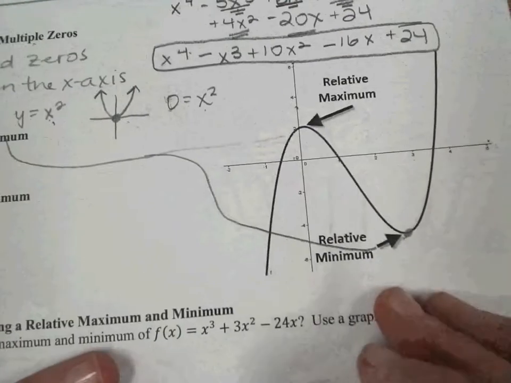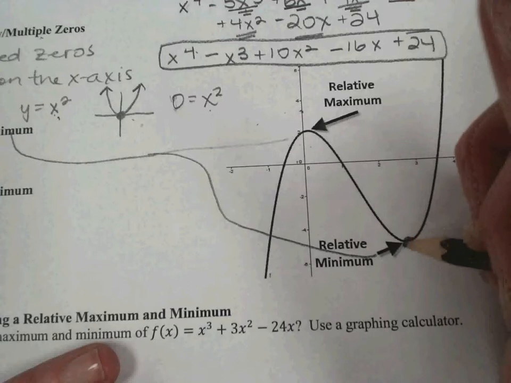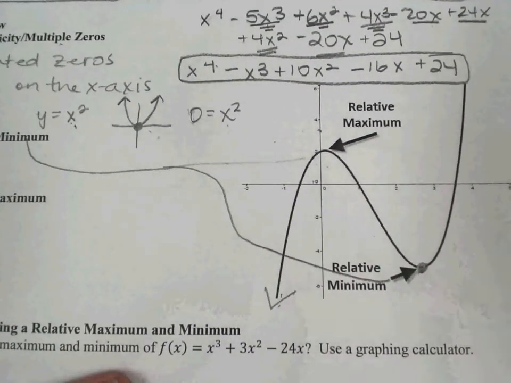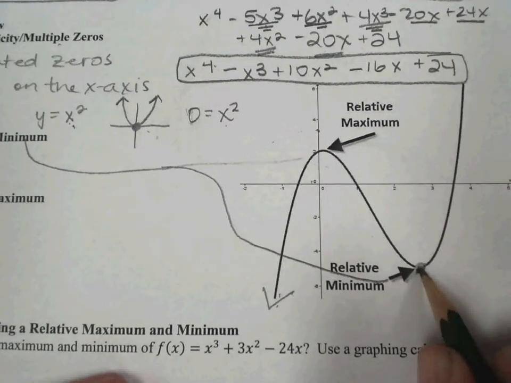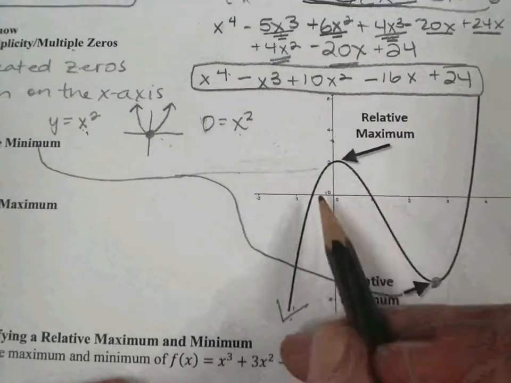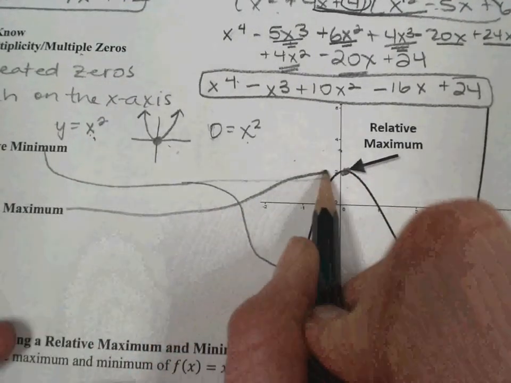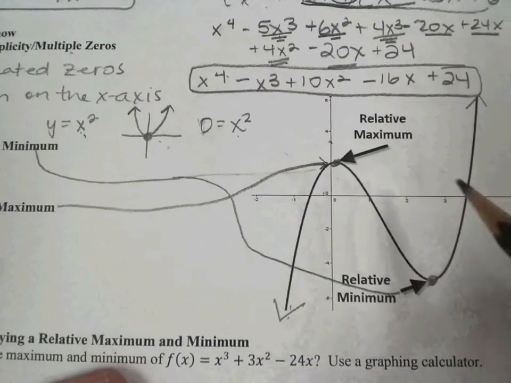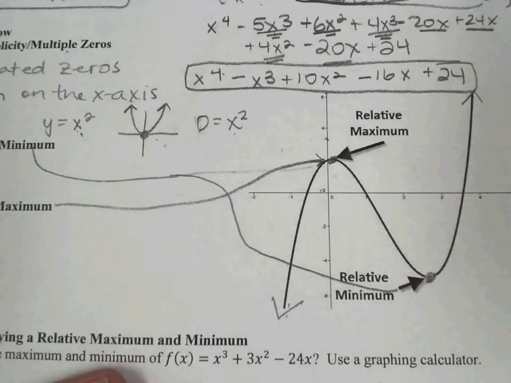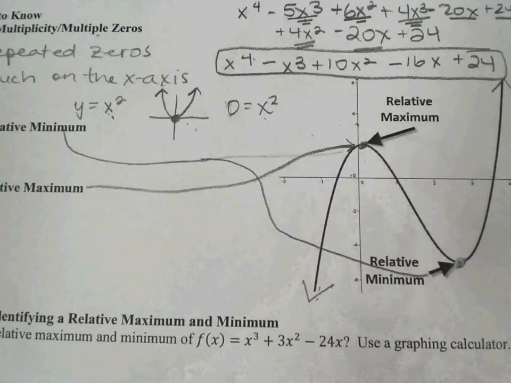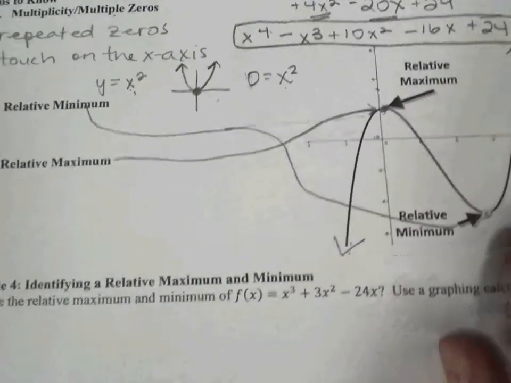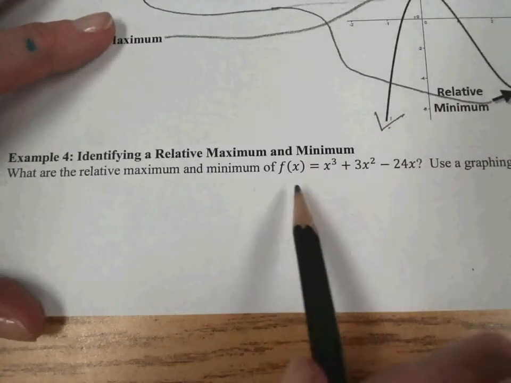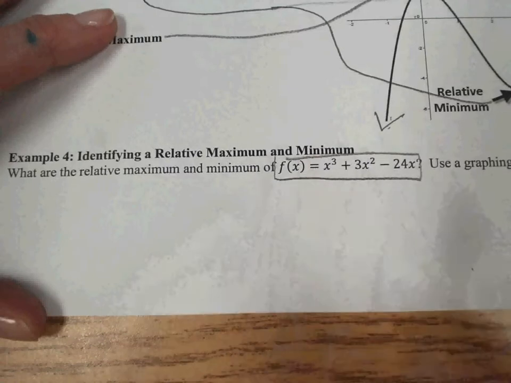A relative minimum, so this is indicated down here. Here's our relative minimum. It is a place on the graph that is a minimum value, but it is not the minimum since our graph continues to go down. It is just a relative minimum, a minimum for that particular spot. And the same would be true for the relative maximum. It continues to go up, so the maximum is actually infinity, but for this particular location, this is the maximum value.